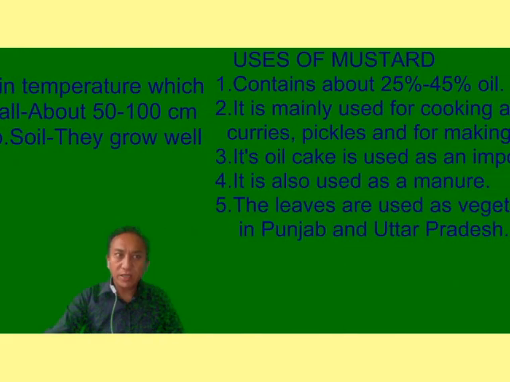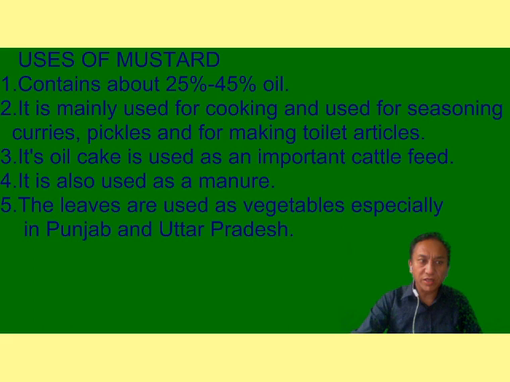Now let's see the uses of mustard. What is the plant used for? It contains about 25 to 45% of oil. It is mainly used for cooking and used for seasoning curries, pickles, and for making toilet articles. Its oil cake is used as an important cattle feed, which we just discussed a little earlier.